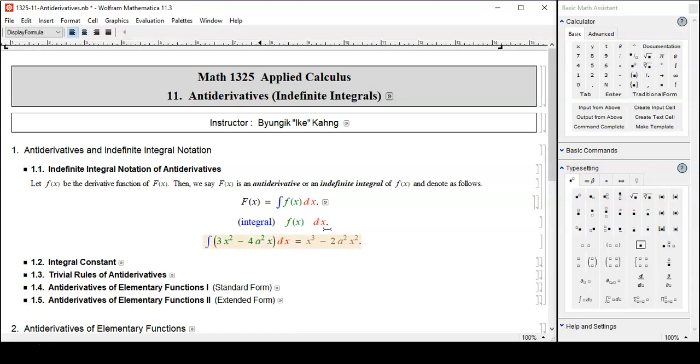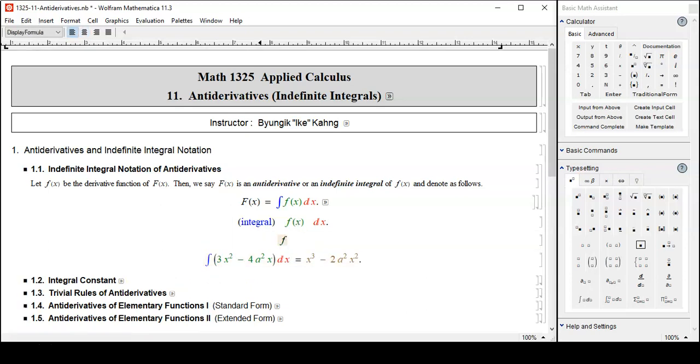Oh, by the way, one more thing. This function f of x is called the integrand of this expression. So this integral expression here is called the integrand here. So this is integral symbol, integrand, and then dx. This is a closer. So opener, integrand, and the closer.